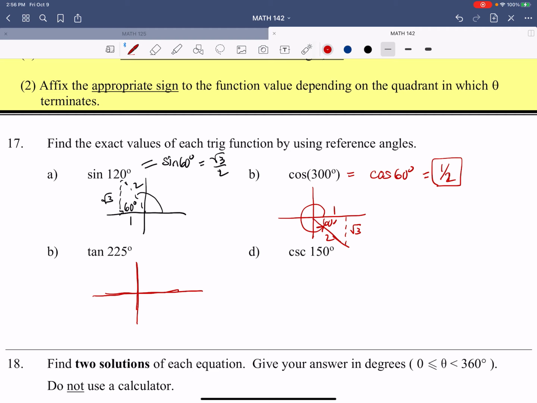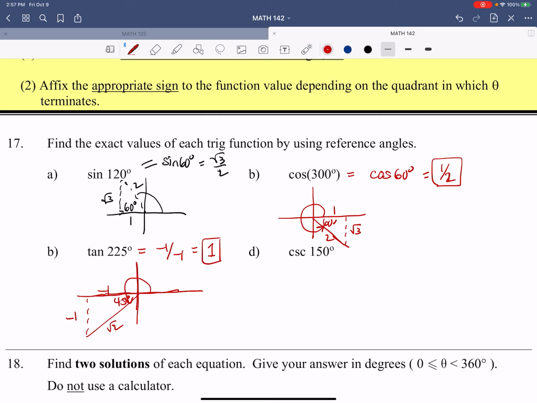So tangent of 225. Well, 225 lands us in the third quadrant. This angle is 45 degrees, and once again, special angle, 1, 1, root 2. One thing we could do is say, I know that's negative 1 and negative 1. So that's going to be negative 1 over negative 1, which is 1, because tangent is opposite over adjacent.